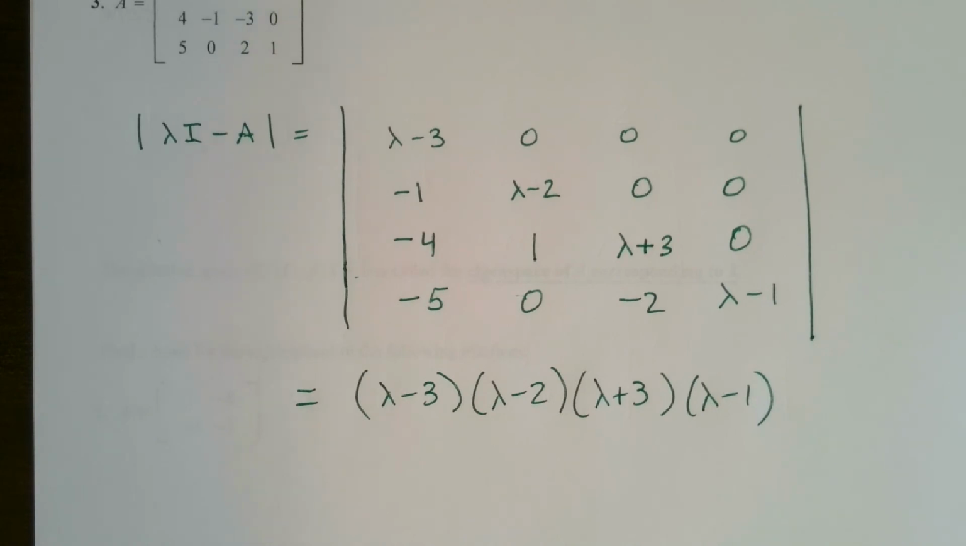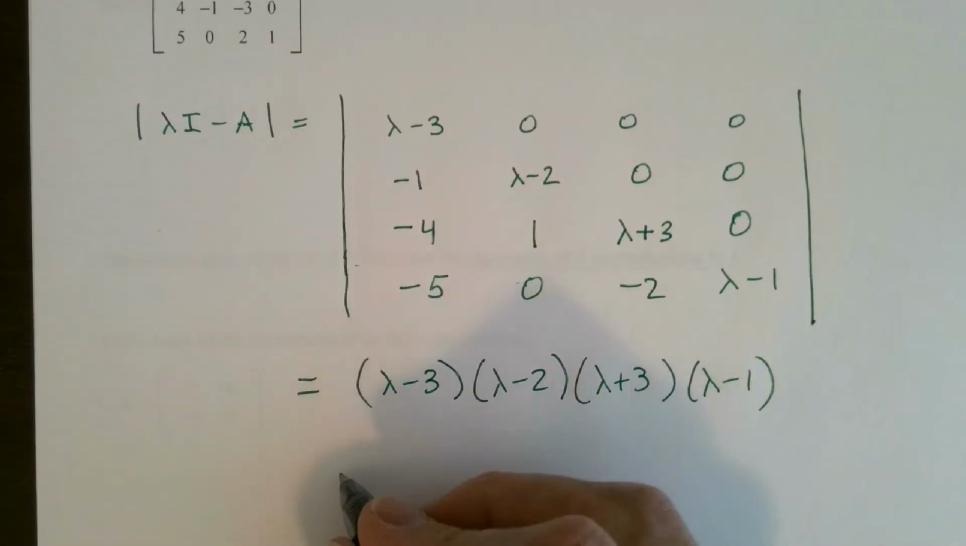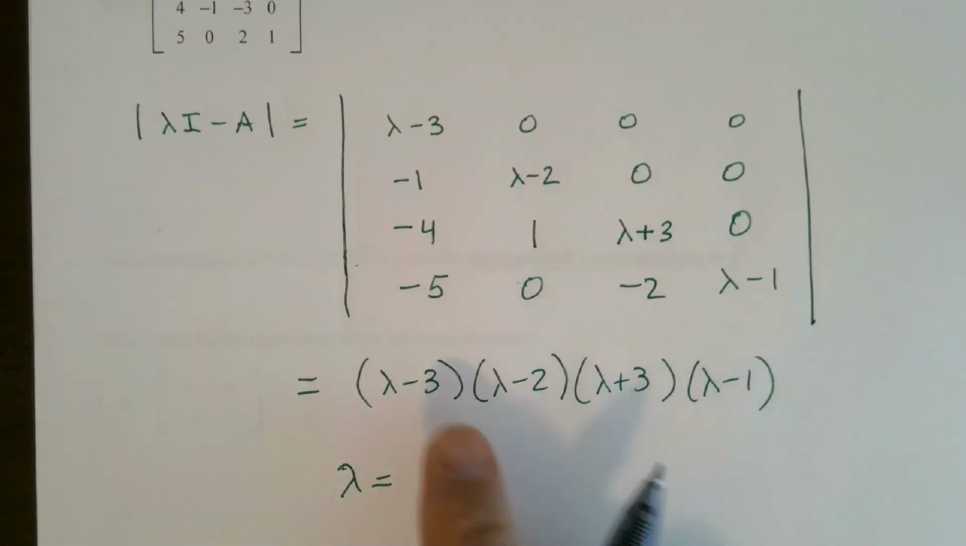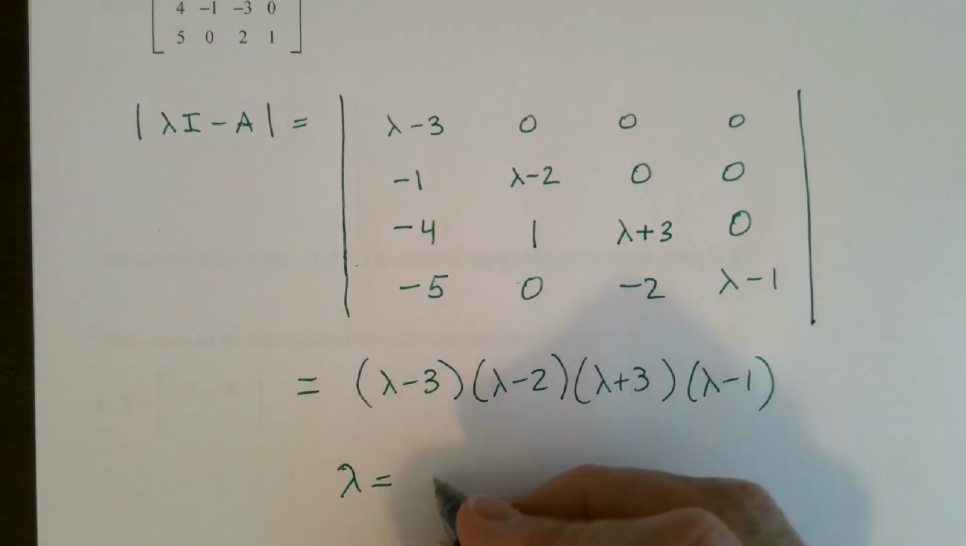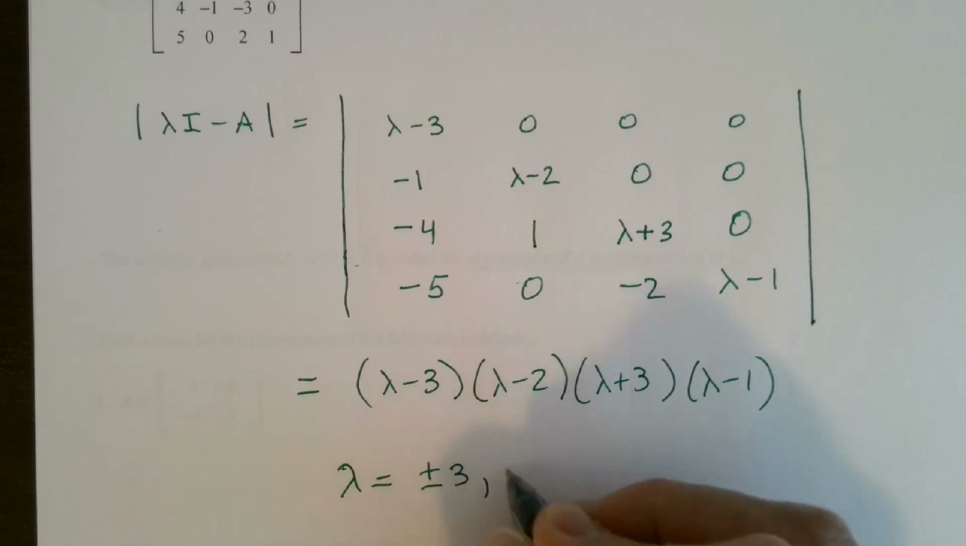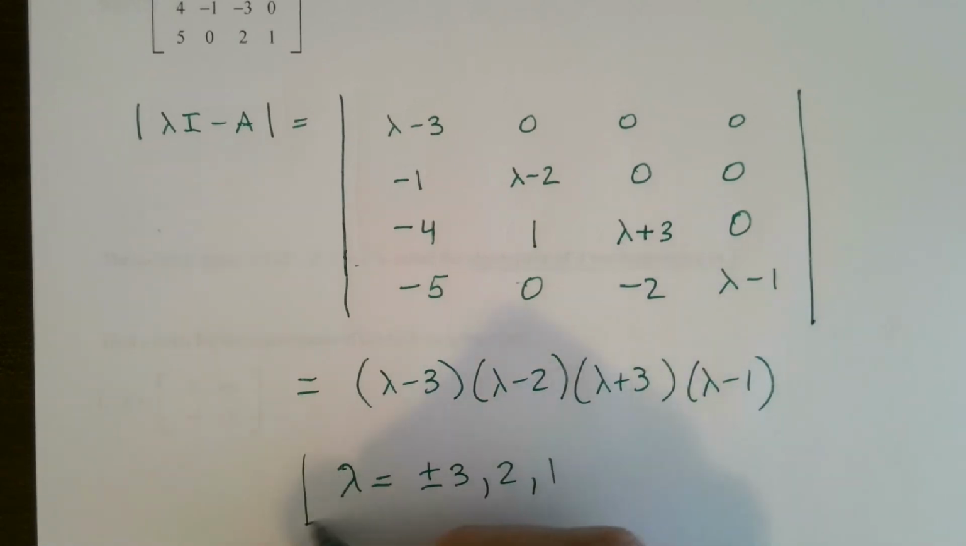But we're interested in the eigenvalues. Do we have the eigenvalues? Yeah. Lambda is what? Negative 3 or positive 3, 2, and 1. So it's plus or minus 3, 2, and 1. There's 4 distinct eigenvalues.